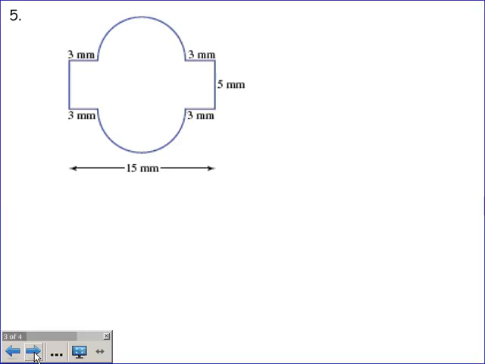Okay, number 5. Why don't you guys try number 5 on your own?